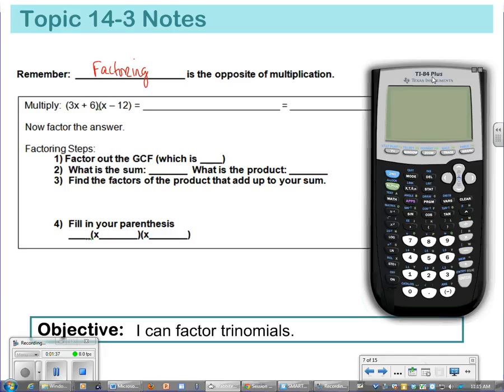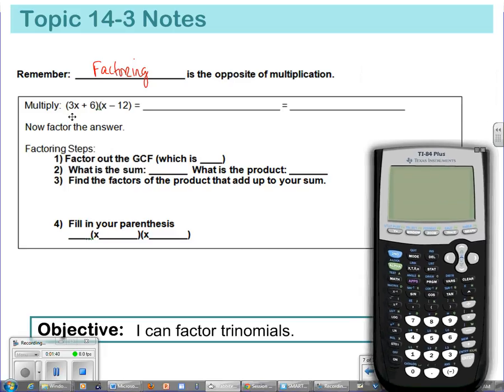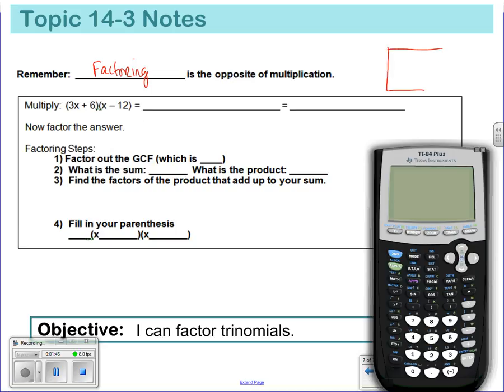First thing we want to do is, I have two binomials that are being multiplied together, so I'm going to multiply those two binomials together. I like to use the box method. With my box, I'm going to create 2 rows and 2 columns because I have 2 terms in my first parenthesis and 2 terms in my second parenthesis.